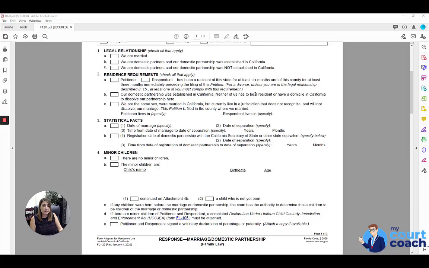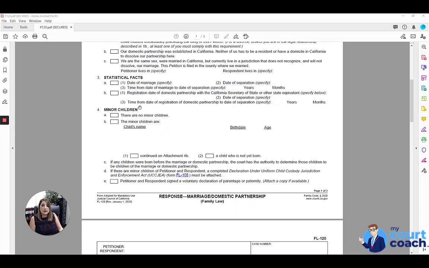If this is a same-sex marriage and if you were married in California, but you currently live in a state that does not recognize and will not dissolve your marriage, you are welcome to file here, provided that you are filing this petition in the county that you were married in. And then you would mark box 2C and list the county and state that you're currently living in.